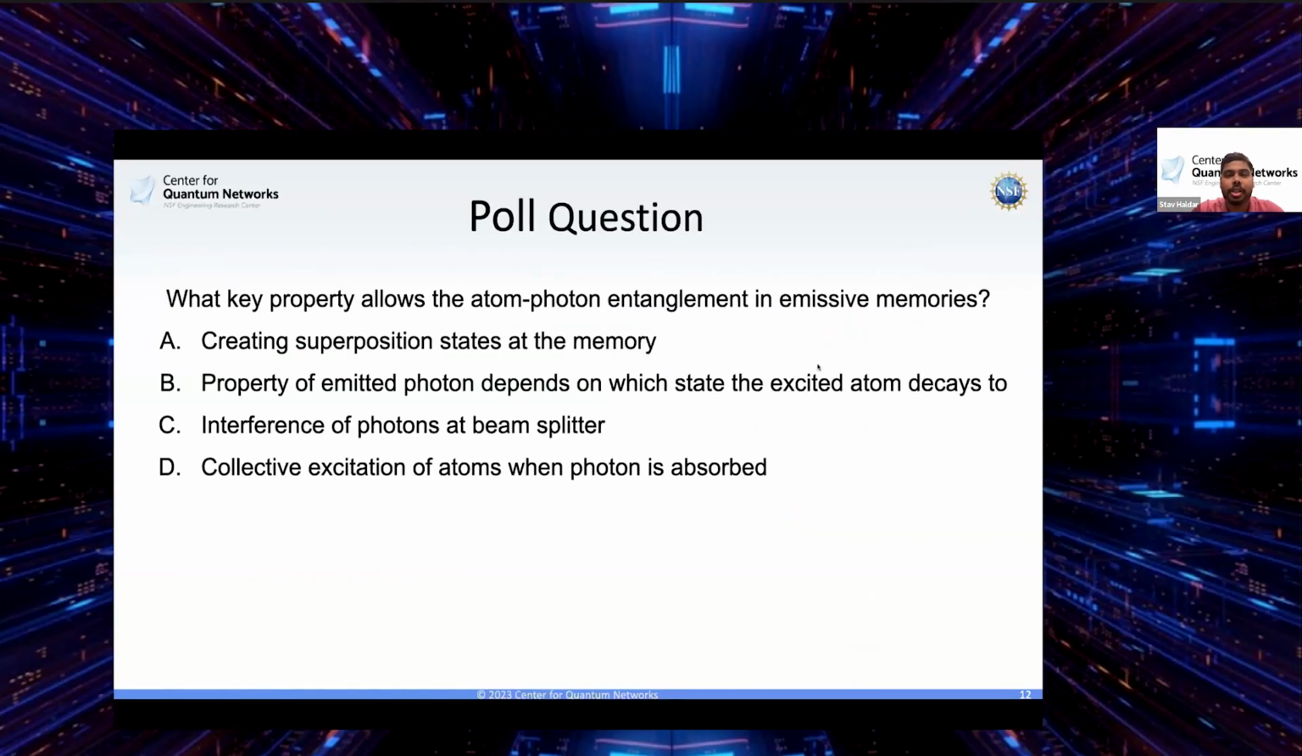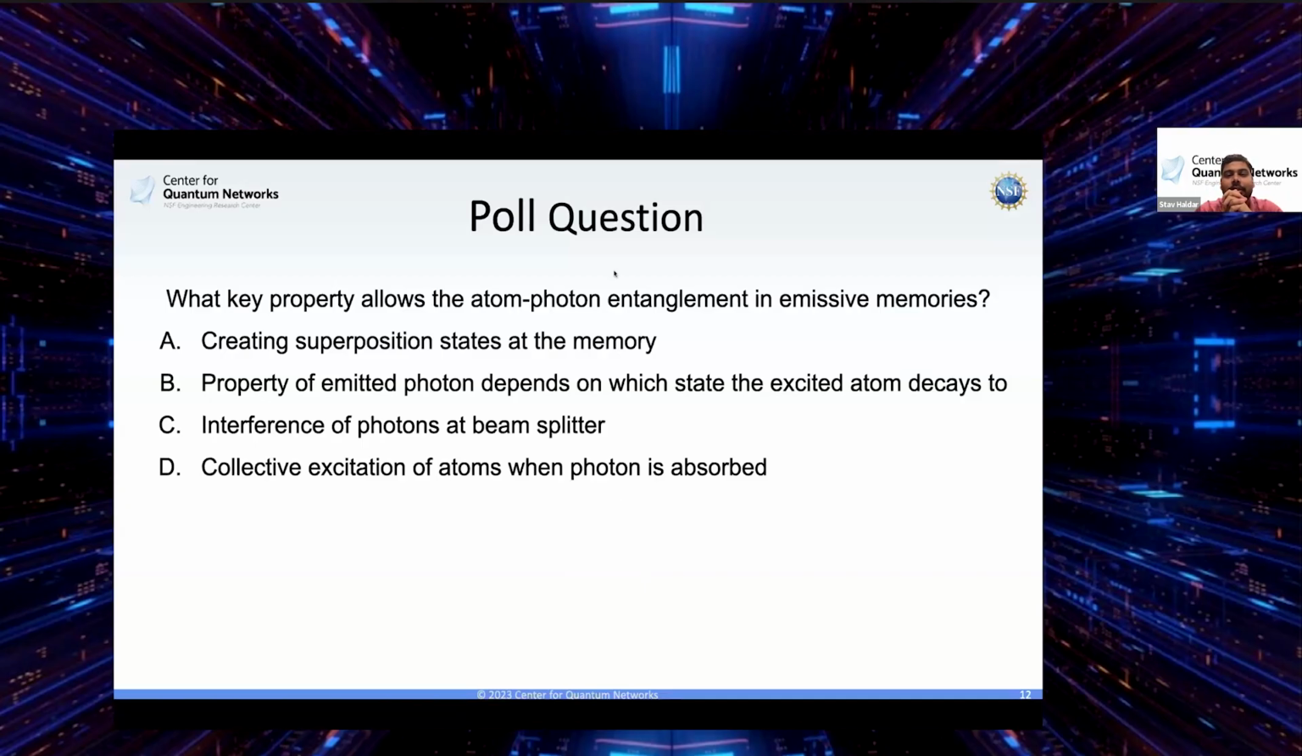So another quick poll question. What key property allows the atom photon entanglement in emissive memory? So remember, we are talking about the atom photon entanglement. And the options are: creating superposition states at the memory; property of the emitted photon depends on which state the excited atom decays to; interference of the photons at beam splitter; and collective excitation of atoms when photon is absorbed. So we are talking about emissive memories and we are talking about atom photon entanglement.